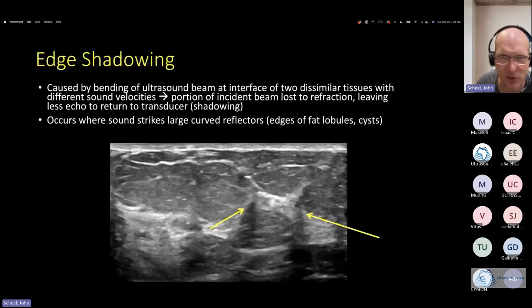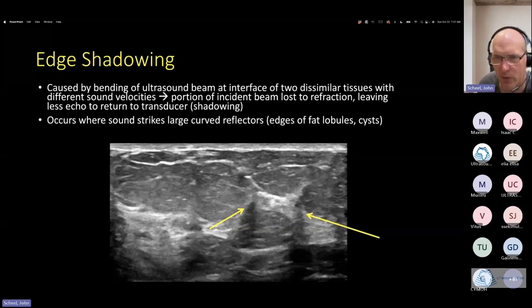There's a couple of artifacts I want you to be aware of. First is edge shadowing, which is caused by the bending of the ultrasound beam at the interface of 2 dissimilar tissues with different sound velocities. So you can see that, previously we showed that without proper compression, you can have edge shadowing at the suspensory ligaments, but you can actually have it at the transition of masses, fat lobules, and cysts, because the beam is being bent away from the object.